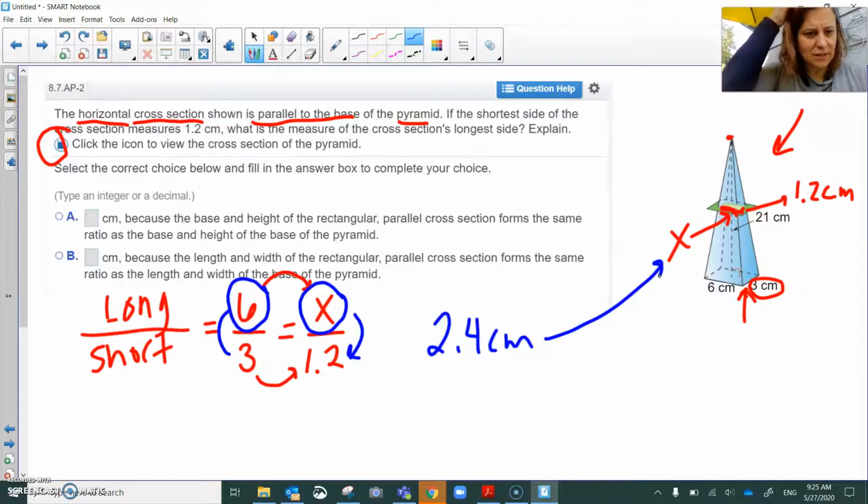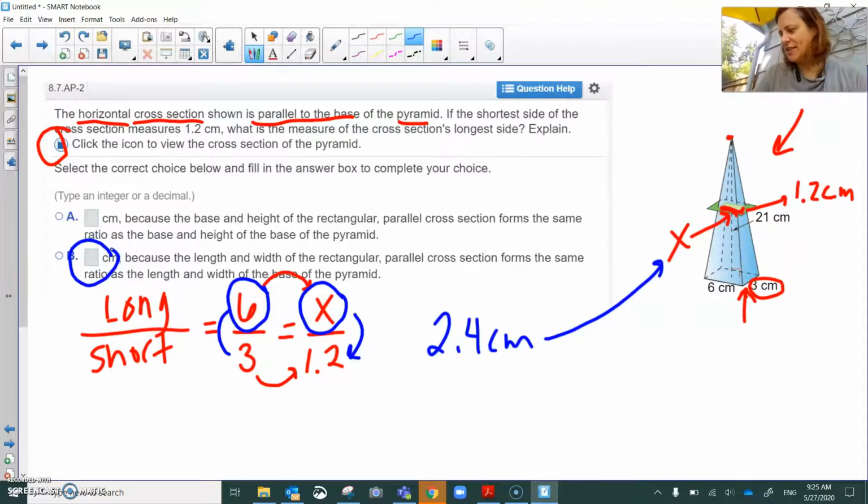Now let's read these. Because the base and the height of the rectangular parallel cross-section forms the same ratio as the base and the height of the base of the pyramid. Or, the length and the width of the rectangular parallel cross-section forms the same ratio as the length and the width of the base of the pyramid. Oh, wow, they're really saying the same thing. Well, you could argue it's the same thing. But I'm going to go ahead and say this one, and we'd put 2.4 in.